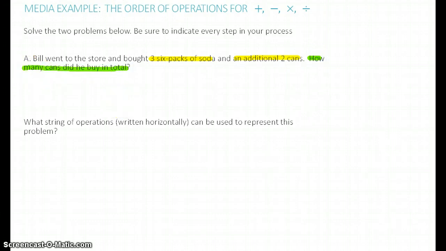Okay. So let's do this step by step. First he bought 3 6-packs of soda. Well, 3 6-packs would be 3 times 6, which is 18 cans. Then he bought an additional 2 cans. So we want to take that 18 cans and add 2 more cans, giving us a total of 20 cans. So this is our final result, 20 cans of soda.